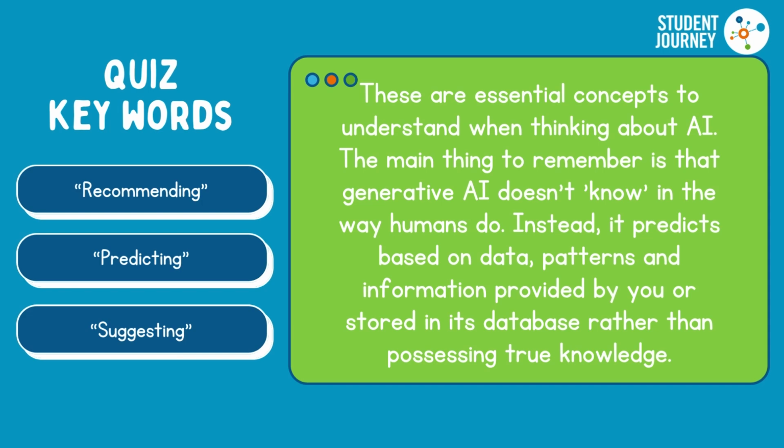Great job! Remember, AI often revolves around keywords like recommending, predicting, and suggesting. Whether it's your phone recommending apps, Netflix predicting your next watch, or ChatGPT suggesting research papers, AI is making predictions, not definitive answers. It does not know in the sense of which humans do.